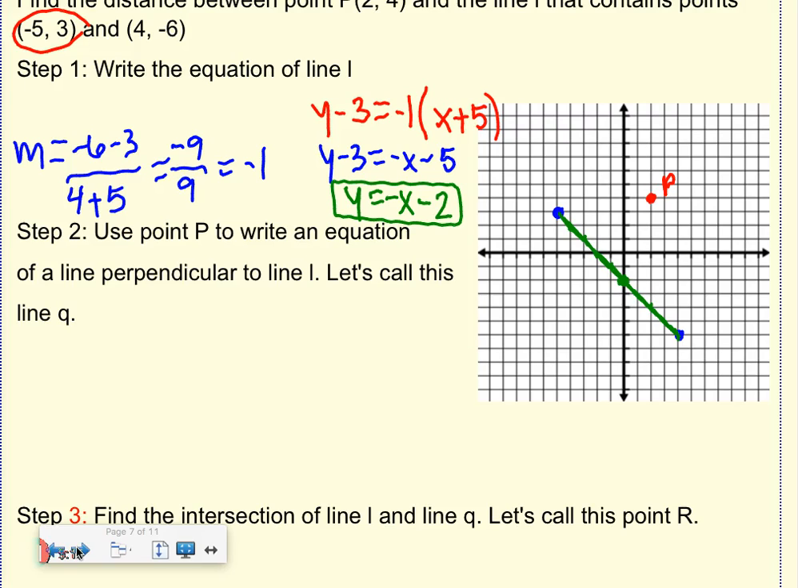Now we need to write an equation that goes through this point and is perpendicular to our green one. So it's going to end up somewhere over here, right? So if they're perpendicular, what do I know about the slope? Opposite reciprocal. So what's the opposite reciprocal of -1? 1. And it's going through point P, which we know the ordered pair of. 2, 4.